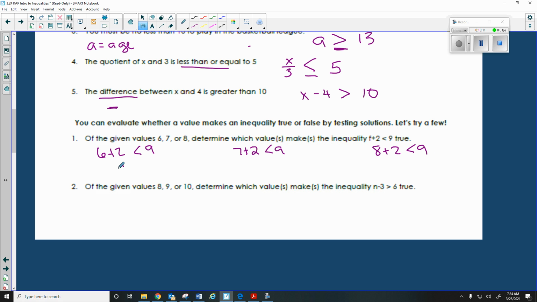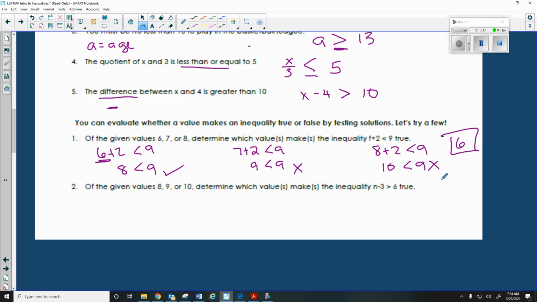6 plus 2 is 8. Is that less than 9? Yep. 7 plus 2 is 9. Is that less than 9? No, it's equal to, and it doesn't have that line, so nope, that doesn't work. 8 plus 2 is less than 9. 8 plus 2 is 10. Nope, that didn't work. So of those given solutions, 6 is the only one that worked.